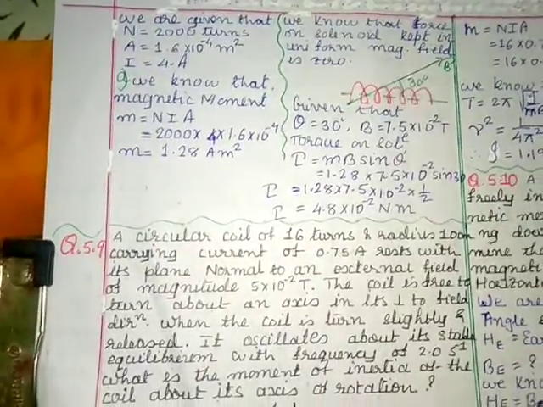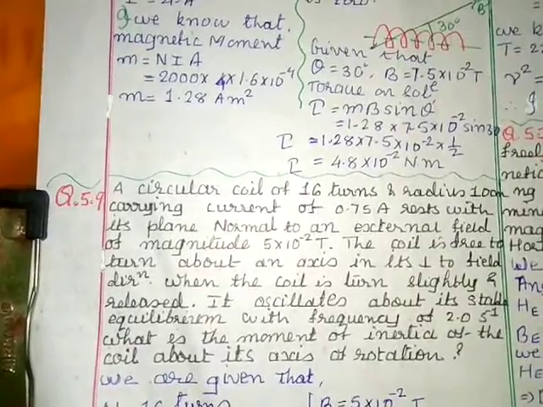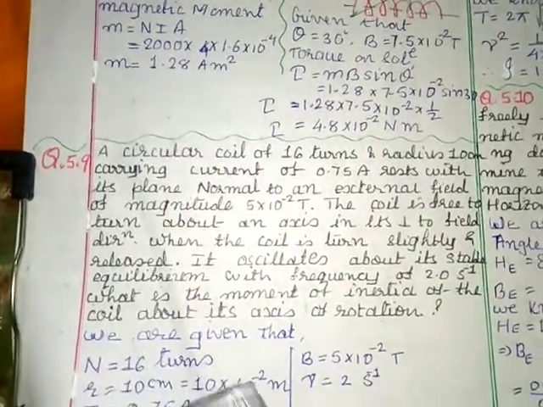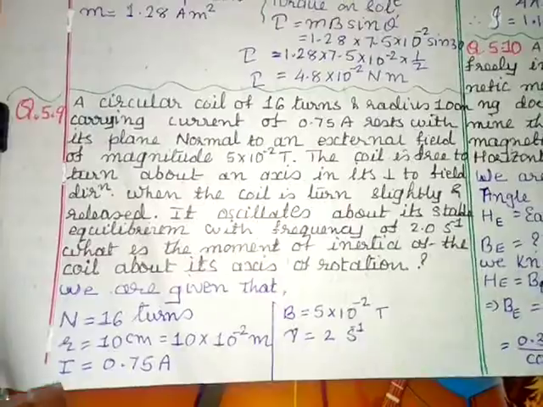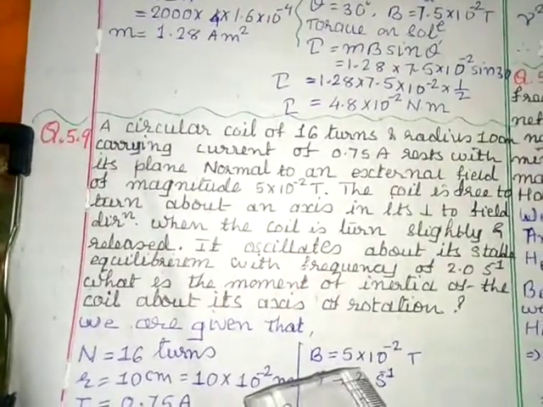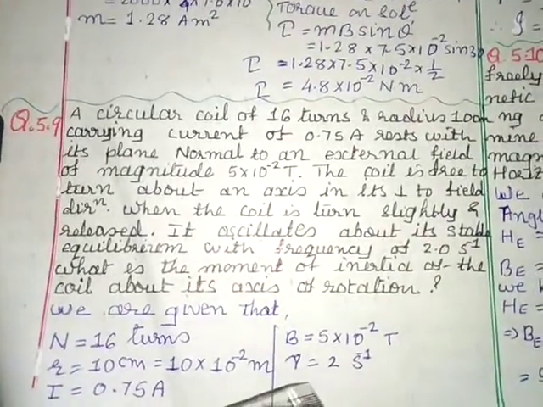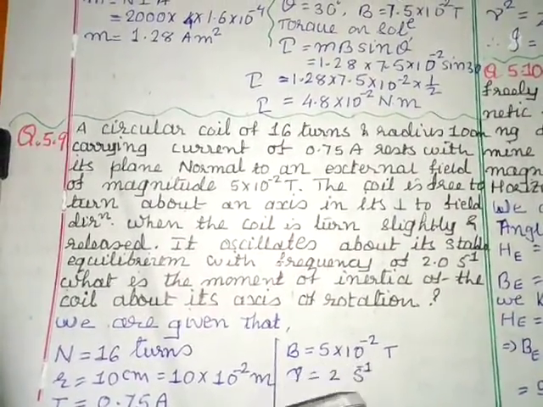Okay, so what we are given is number of turns 16. Radius is given as 10 cm, convert into meter by multiplying by 10 to the power minus 2 meter. Current is given 0.75 ampere. Magnetic field is given to you 5 into 10 to the power minus 2 Tesla. And frequency is given, nu is equal to 2 second minus 1 power.